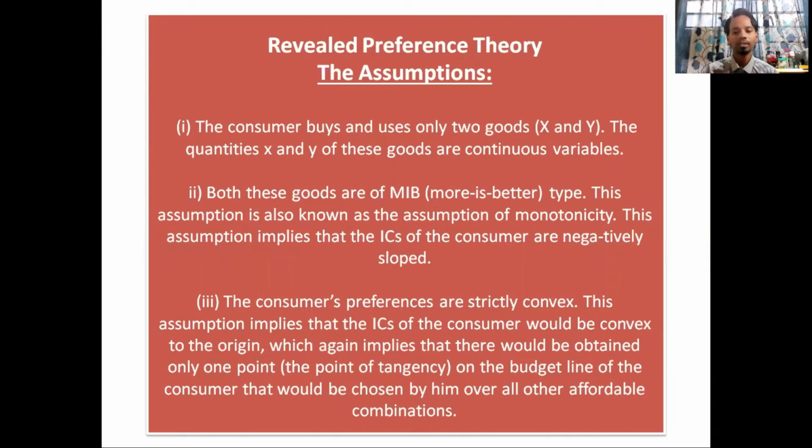So the indifference curve is bending in such a way that the downward part is convex to the origin point, that is the point of zero. This assumption implies that the IC, that is the indifference curve of the consumer, would be convex to the origin, which again implies that there would be obtained only one point, the point of tangency. Tangency is nothing but a point of equilibrium.